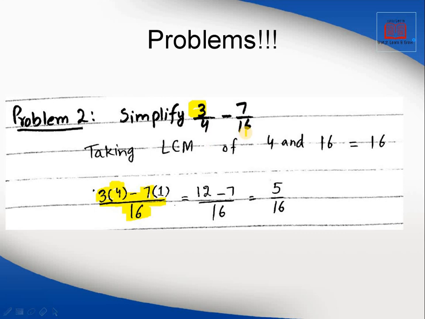Then how many times do I have to multiply 16 to make it 16? Of course, only one time. 16 multiplied by 1 becomes 16. So write it here as 1. So 4 multiplied by 3 is 12, minus 7 multiplied by 1, which is 7. 12 minus 7 is 5 by 16.